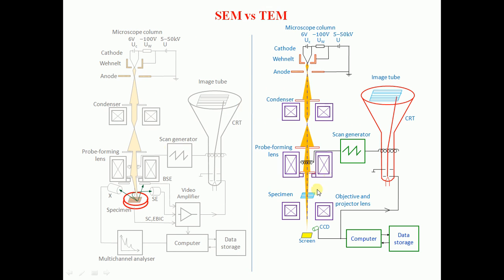But in case of TEM, the sample is thin and the electron beam gets transmitted. So we need another detector instead of secondary electron, backscattered electron or X-ray. We need another electron detector which is below the sample, and we need objective and projector lens as well. So the magnification in the TEM is the product of magnifications of condenser lens, probe forming lens, and the objective lens. In this way, the magnification increases, and the corresponding signal is projected on CRT, very similar to SEM.